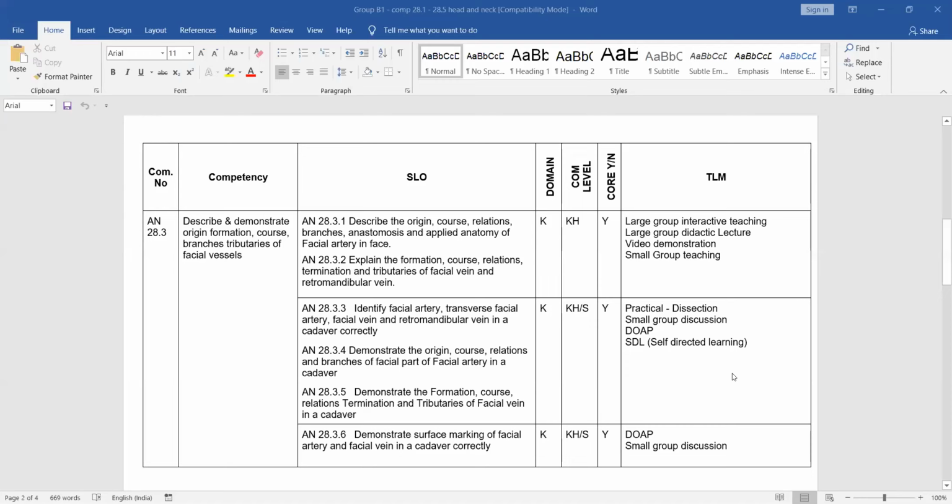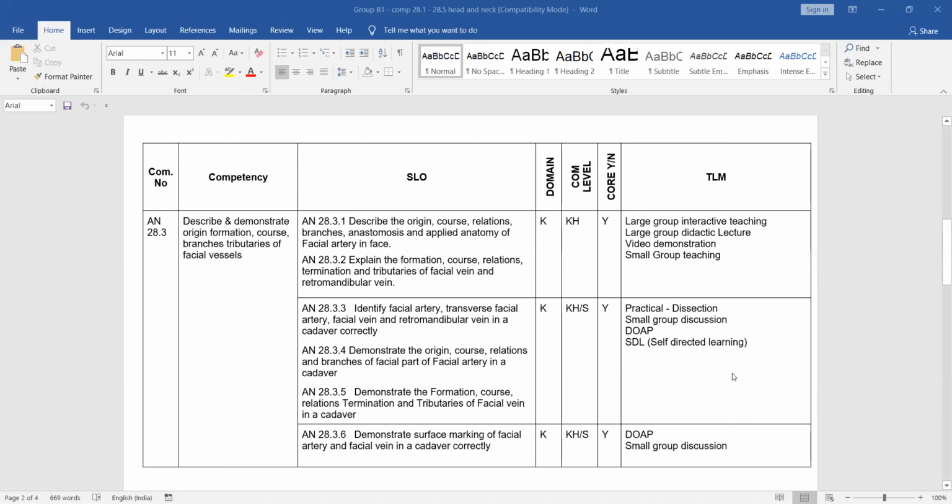Good evening, all. On behalf of Group B, I'm here to present on the competency face and parotid region, that is AN 28.3, describe and demonstrate origin, formation, course, branches, tributaries of facial vessels. First SLO is describe the origin, course, relations, branches, anastomosis, and applied anatomy of facial artery in face. And next SLO is explain the formation, course, relations, termination, and tributaries of facial vein and retromandibular vein.